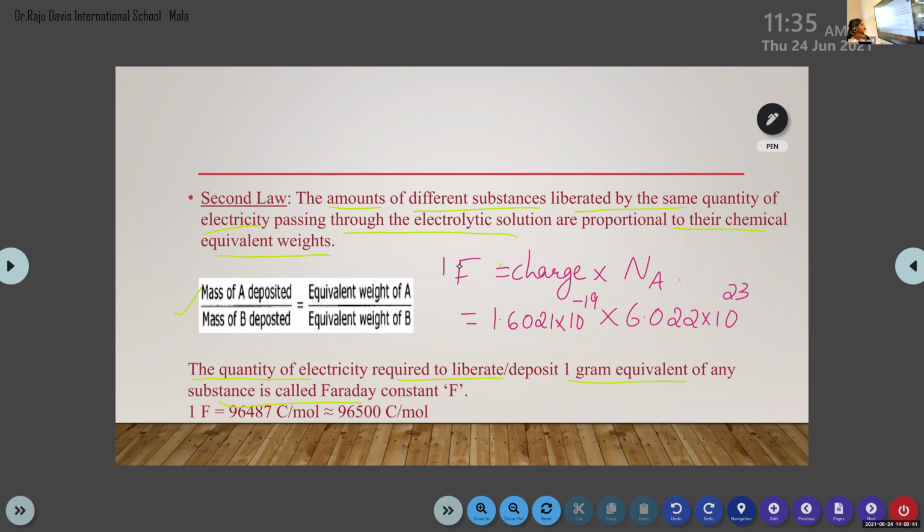So this is the second law. The amount of different substances liberated by the same quantity of electricity passing through the electrolytic solution is proportional to their chemical equivalent weights.